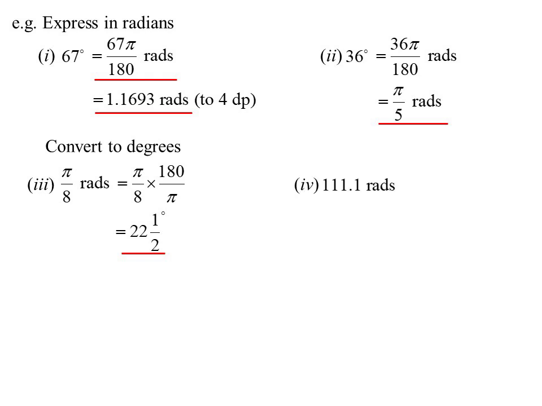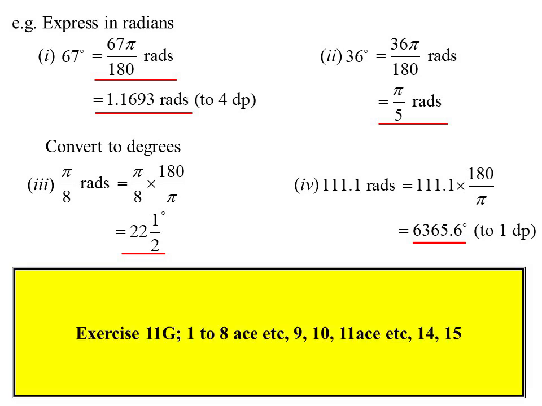Now something like 111.1, obviously the pi is not going to cancel. Again, that's when we remember, oh no, pi is 3.14, etc. And rounding off, we actually get quite an incredibly large number, 6,365.6 degrees to one decimal place. That'll just do us for today, just playing with radians.